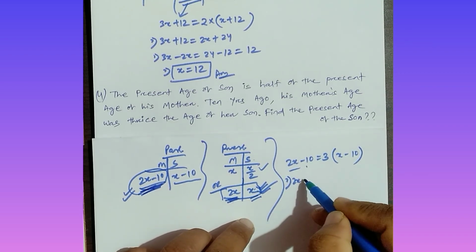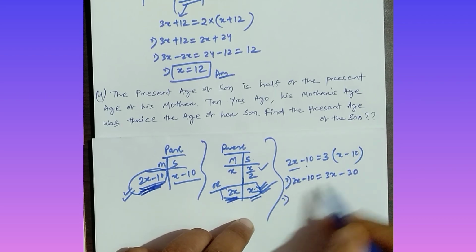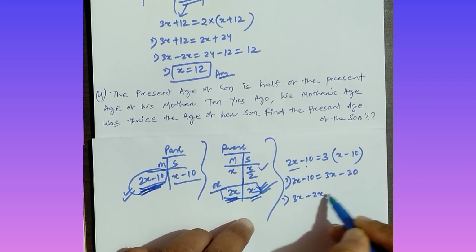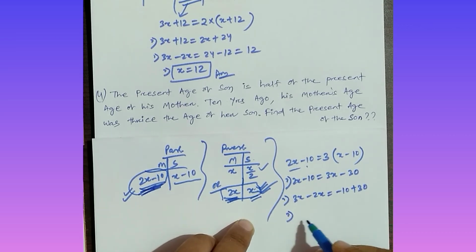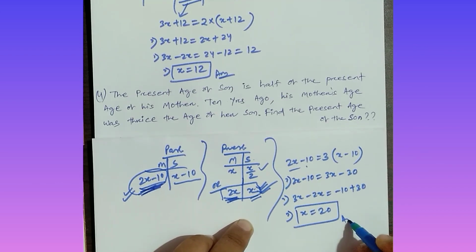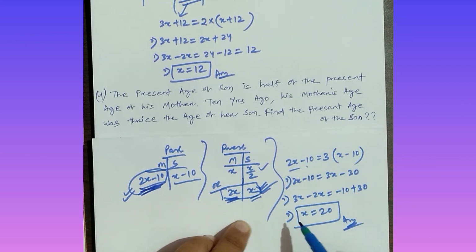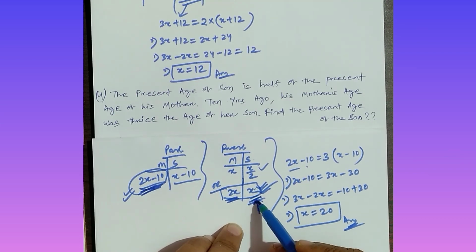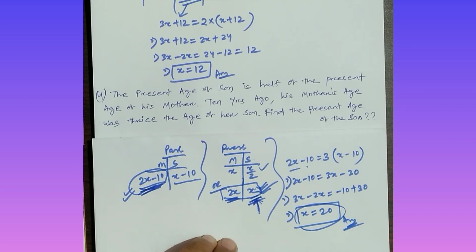So that is 2x minus 10 is equal to, multiplying, 3x minus 30. Then 3x minus 2x is equal to minus 10 plus 30. So x is equal to 30 minus 10, which is 20. This is your answer. The question is asking to find the present age of the son. I'm taking the present age of the son as x. So obviously you are getting the answer x equal to 20. So 20 is your answer.